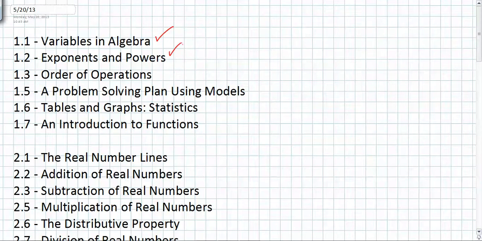Order of operations, what's that word you have to remember? PEMDAS. P-E-M-D-A-S, yeah. A problem-solving model, problem-solving plan using models.